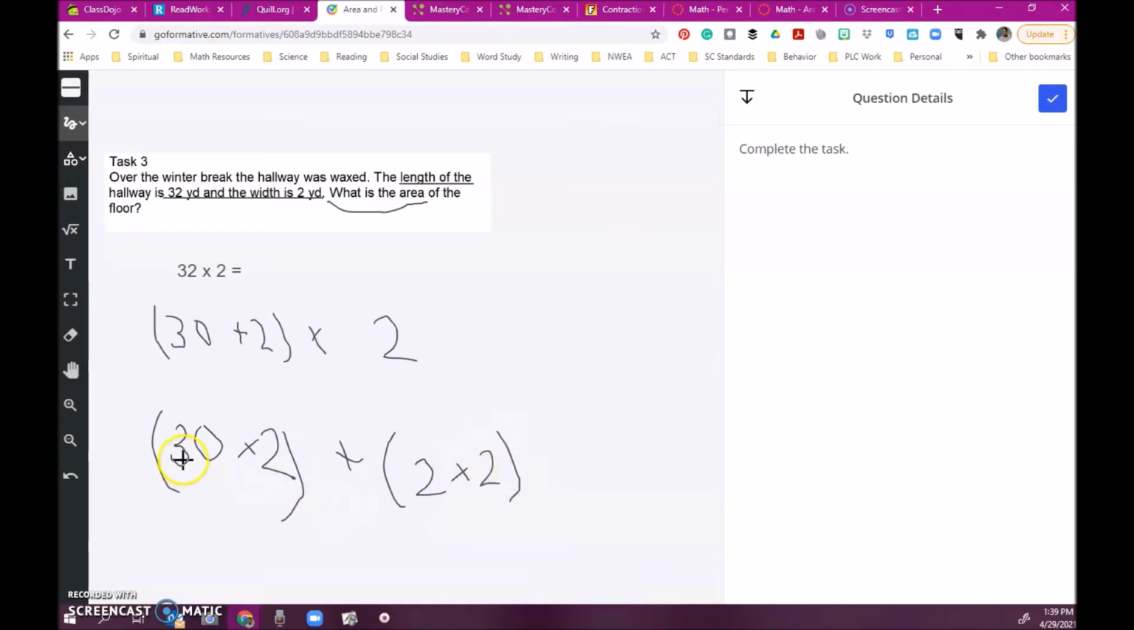So when I break this up, I get 30 times 2, which equals 60. And I'm going to add it to the 2 times 2, which is 4. And 60 plus 4 would give me 64, which means that the area of the floor would equal 64, and we were measuring yards, so it would be 64 square yards.